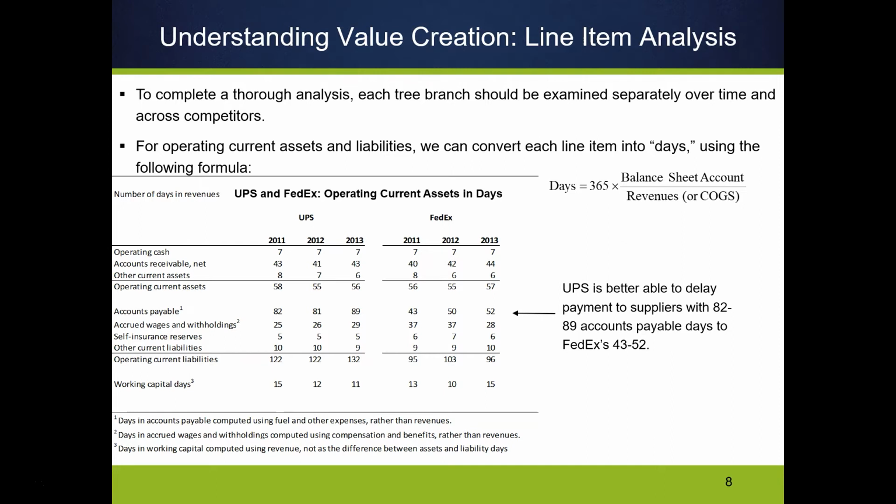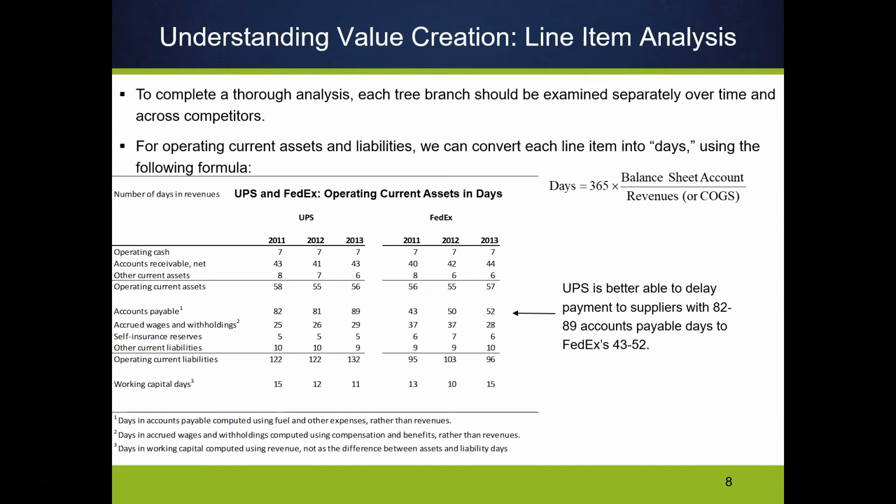Other current assets, again, they're converting in about 6, 7, 8 days. Again, no big differences here. And in total, their operating current assets are about 55 to 60 days worth of revenue for both firms. Again, no differences highlighted on the current asset side.